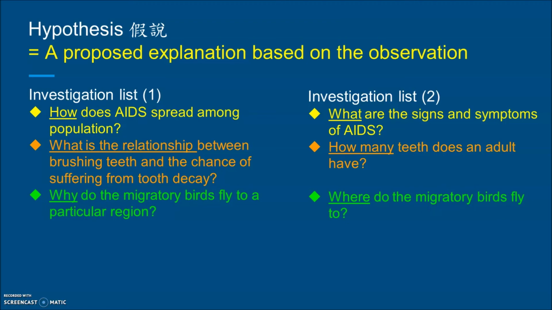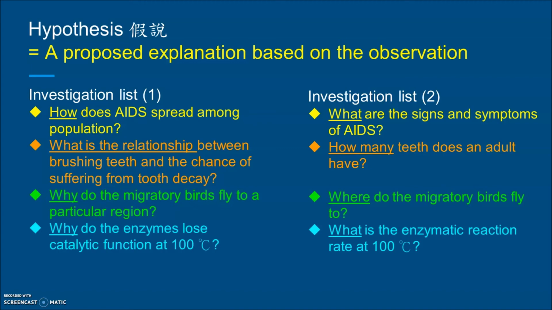Or they fly to Hong Kong, or they fly to Singapore, or they fly to Thailand, something like this. Okay, where do they fly to? So the focus is where. And for the fourth pair, why do the enzymes lose catalytic function at 100 degrees Celsius?